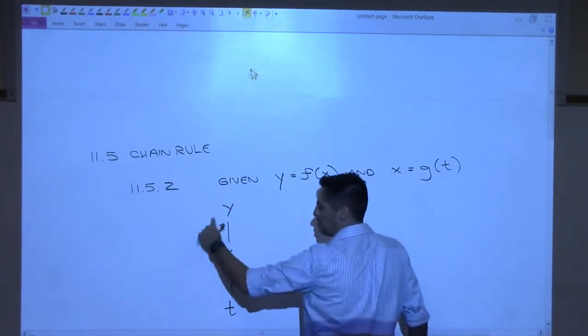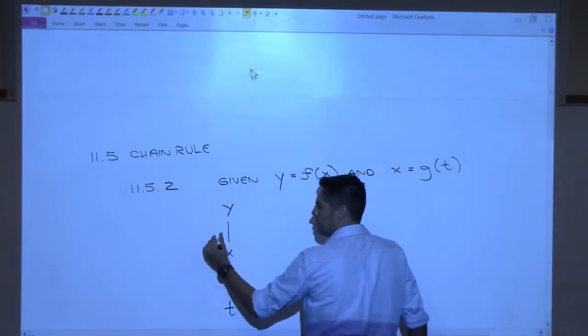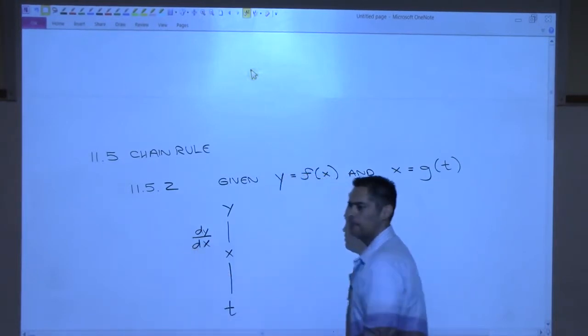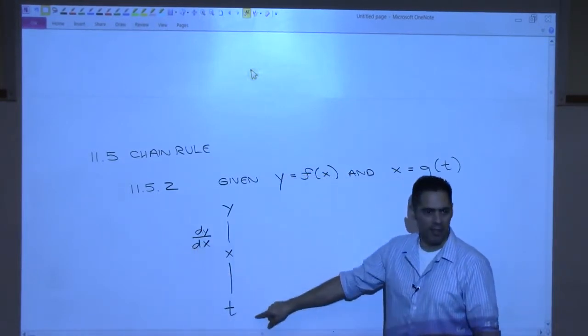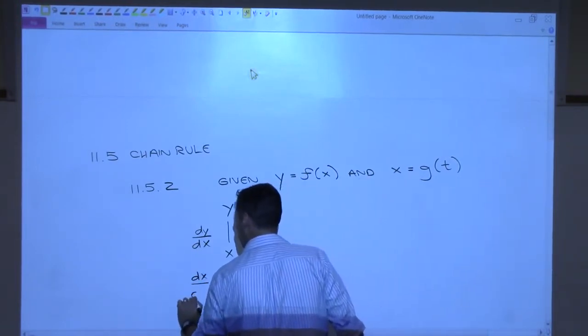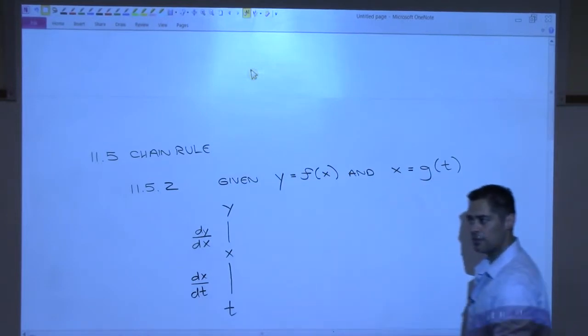So when we link these two variables together, it makes sense for me to talk about the derivative of y with respect to x, doesn't it? And when I link these two together, it makes sense for me to talk about the derivative of x with respect to t. Yes? This all makes sense?